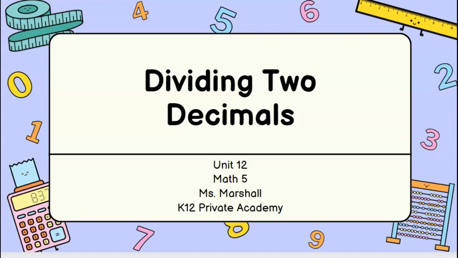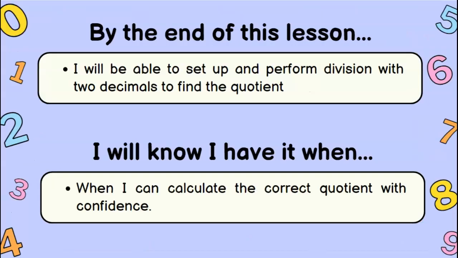Today we're going to be talking about dividing two decimals, which is our final skill in Unit 12. By the end of this lesson, you'll be able to set up and perform division with two decimals to find the quotient. You'll know you have it when you can calculate the correct quotient with confidence.